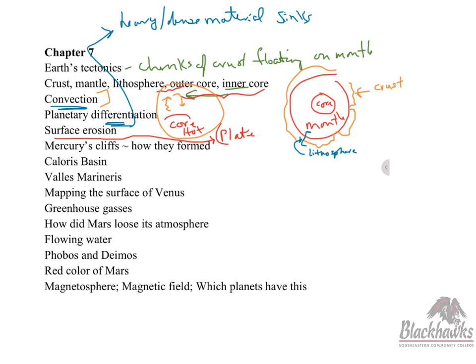And then surface erosion we talked about tonight. Actually, plate tectonics is kind of like a way to get our surface eroded. But probably more common, we think of wind erosion, water erosion, glacial erosion. I didn't write that one, but that would be a good one.